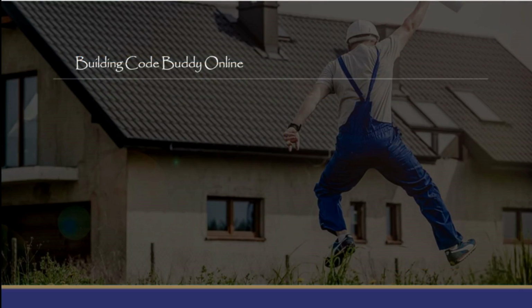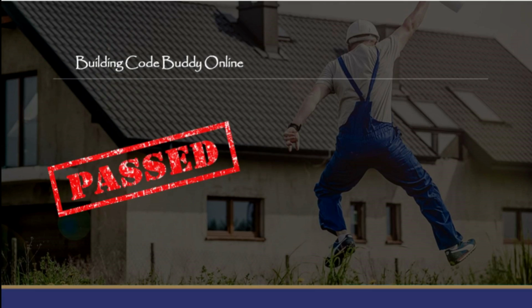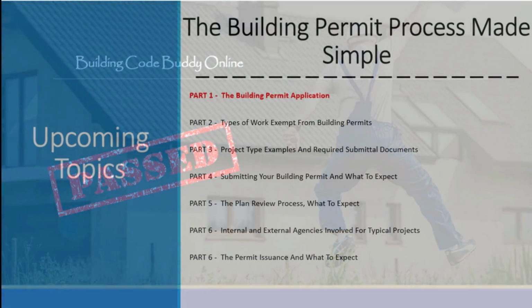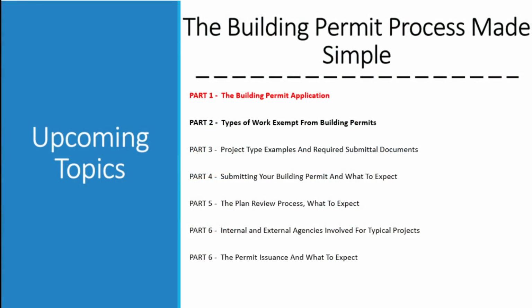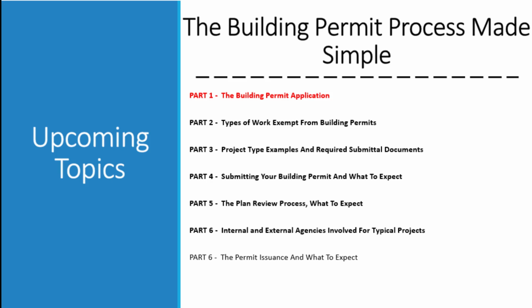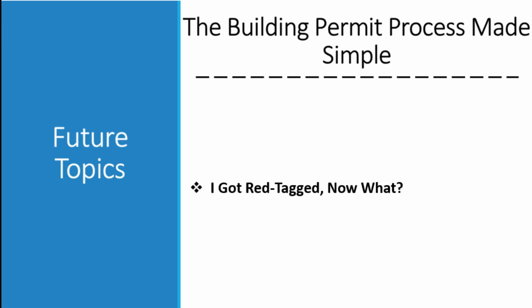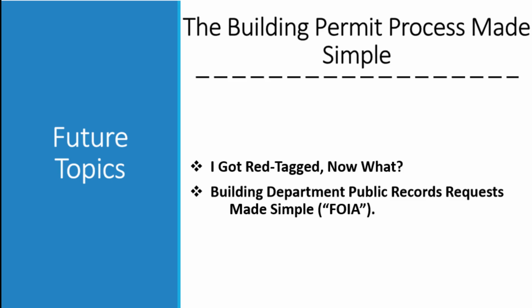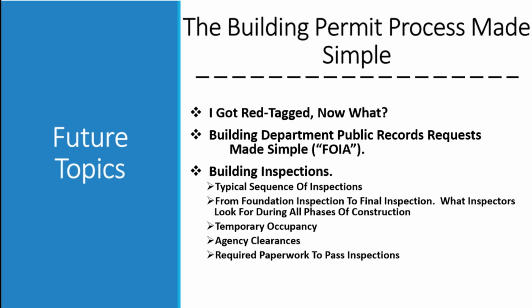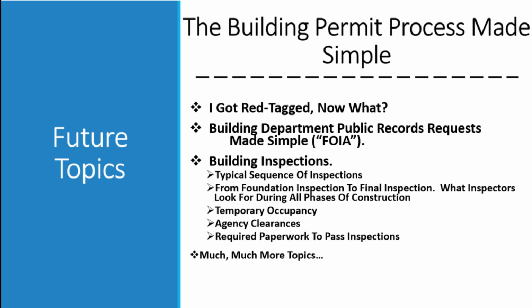This concludes the first video of this series. I hope the information covered on this video has been helpful to you. Stay tuned for upcoming videos to this series, such as types of work exempt from building permits, project examples and required submittal documents, submitting your building permit and what to expect, plan review process and what to expect, internal and external agencies involved for typical projects, the permit issuance and what to expect. Future topics will include I got red tagged, now what? Building department public records requests made simple, to include building inspections, and much more topics.